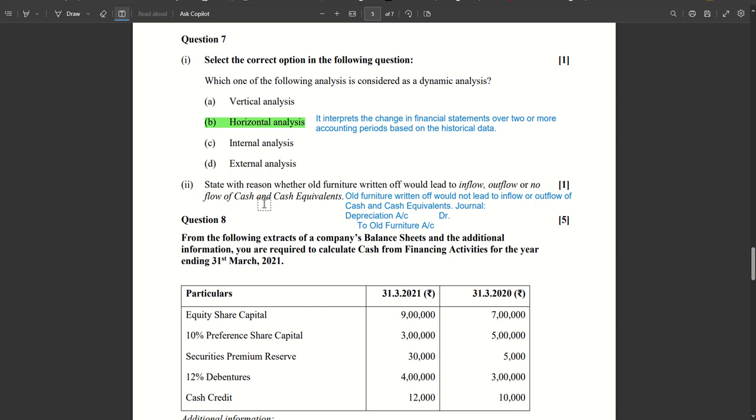The next one that you have: state with reason whether old furniture written off would lead to inflow, outflow, or no flow of cash and cash equivalents. So old furniture written off, okay, these are not sold off. So this will not lead to any inflow or outflow of cash and cash equivalents. Journal entry for this is depreciation account debit to old furniture account. So no cash account is involved. So no inflow or outflow of cash.